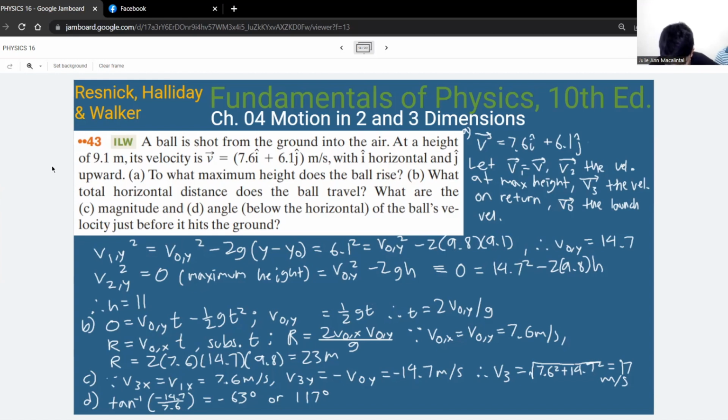So, ngayon, ano yung choice na gagana dyan? Yung isa, negative 63, yung isa, 107 degrees. Pwede ba mag-drawing ka ng diagram para makita ko ano yung situation para sa part C and D? Just before it hits the ground? Just before it hits the ground. So, ano yung itsura ng system natin?